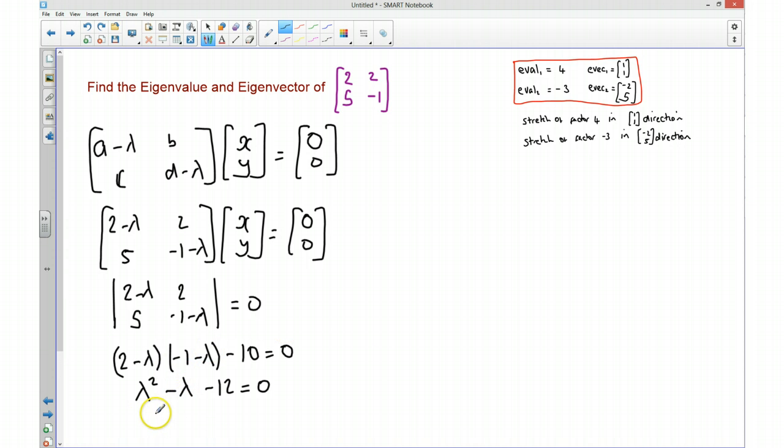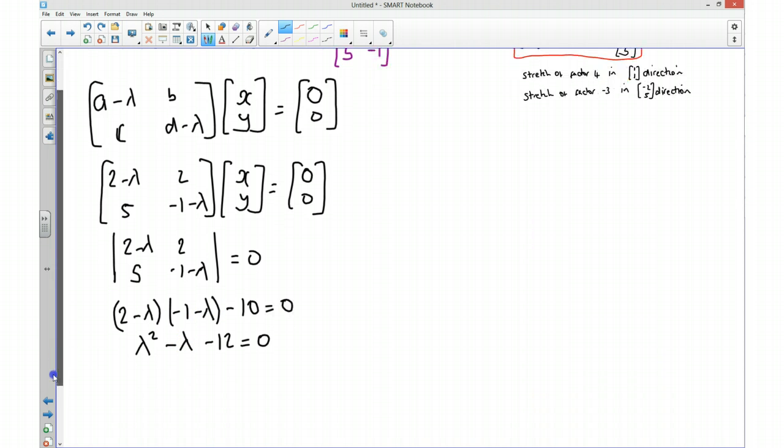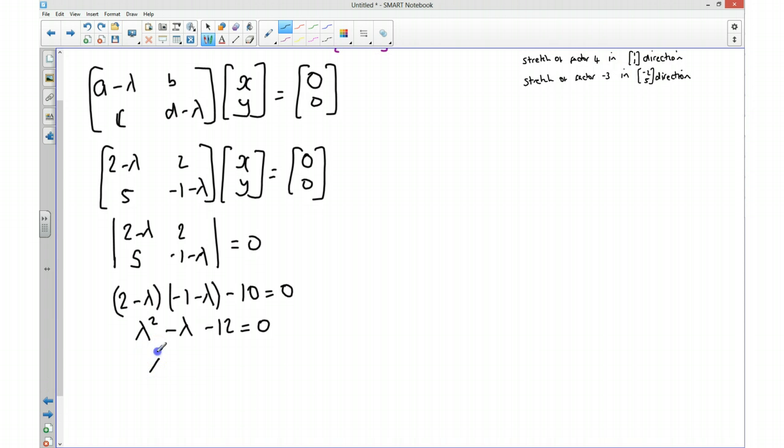So now factorising this and solving this, I'm going to get lambda take away 4, lambda plus 3 is equal to 0. So that tells me that lambda is equal to 4. So that's going to be my first eigenvalue, and my second eigenvalue is going to be negative 3. Okay, just to tidy that up a little bit.